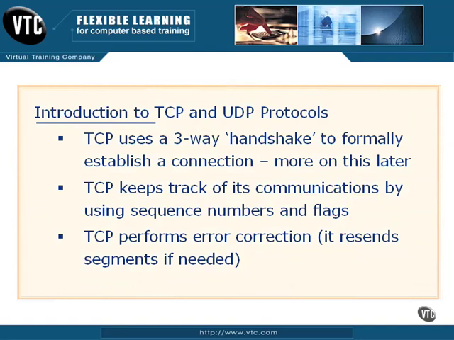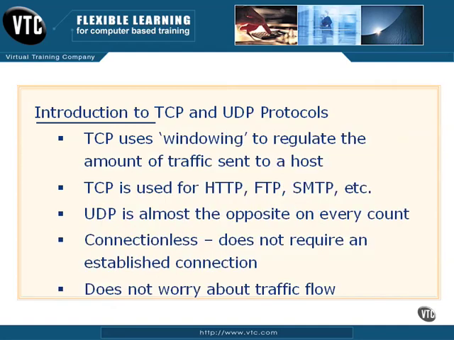Now TCP has several characteristics that you should know about. It is able to keep track of its communications by using several different mechanisms, such as sequence numbers and flags. TCP also performs error correction, and what that means is that it has the ability to resend segments if it determines that they didn't get to the destination computer. There is a mechanism built in for this in TCP. TCP also uses something called windowing to regulate the amount of traffic that's sent to the destination computer. That way it doesn't overload the other computer's TCP/IP stack's buffers.